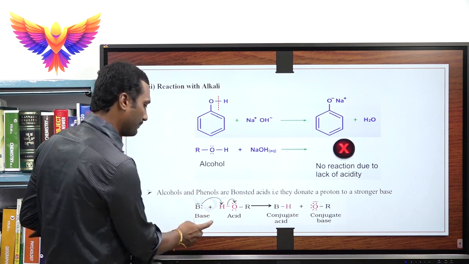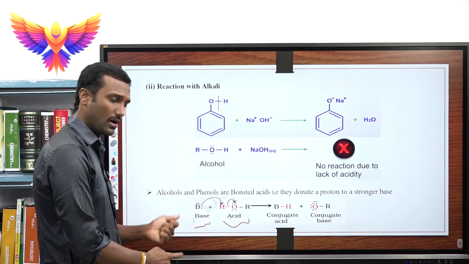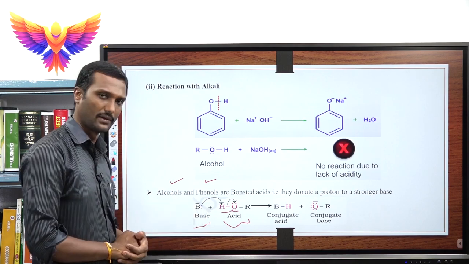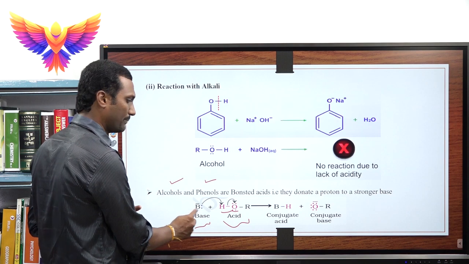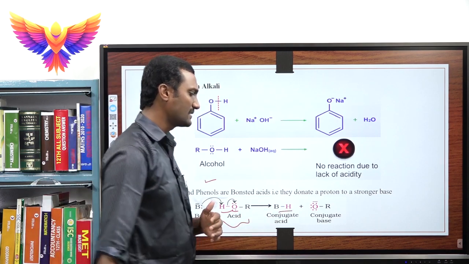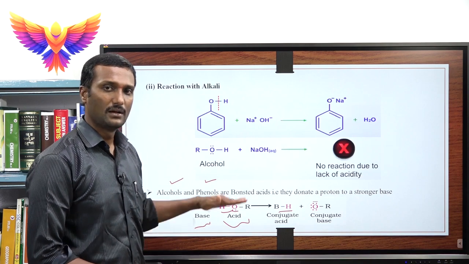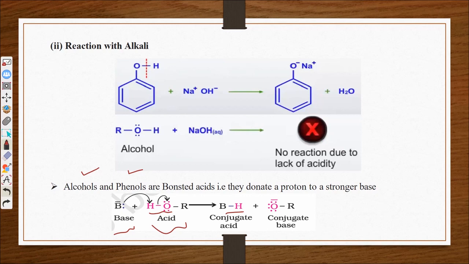The base accepts hydrogen from the alcohol. We have taken alcohol as well as phenol, the OH compound. When that alcohol or phenol donates a hydrogen to the base, it becomes a conjugate base, and the base becomes a conjugate acid. This reaction shows that alcohol as well as phenol acts as a Bronsted acid. Very important. Again, we will continue by taking the acidity of alcohol.